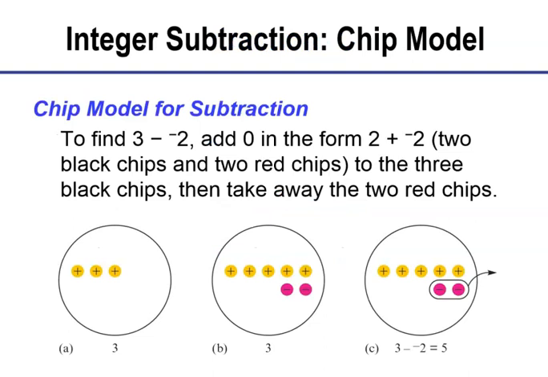Now, let's talk about some subtraction. So, integer subtraction chip model. The subtraction is a little bit more confusing, but we can do this. So, to find 3 subtract a -2. Okay, so we start with 3. I think everybody's comfortable with that. Notice all the pluses, that represents a +3.